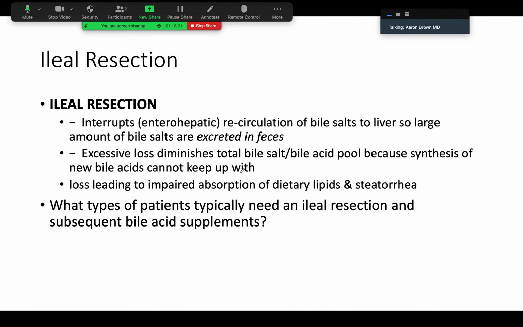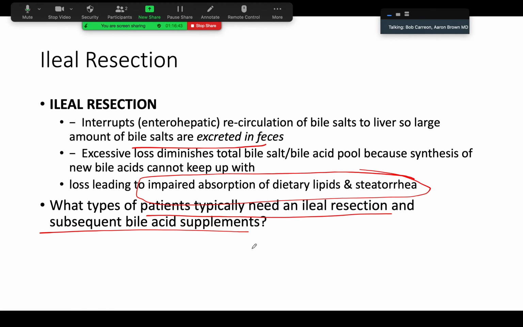A resection of the ileum is going to interrupt that recirculation of bile salts, and so bile salts are then going to be excreted into the feces. We're going to lose our bile acid pool and ultimately end up with decreased absorption of dietary lipids, steatorrhea. Now, what types of patients need an ileal resection and then may need subsequent bile acid supplements?